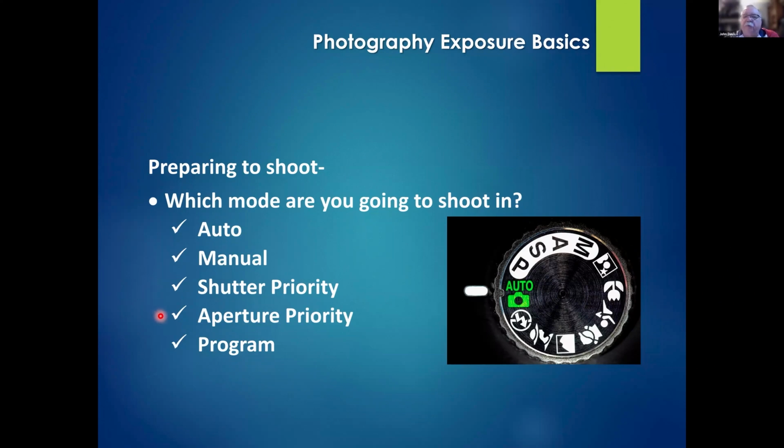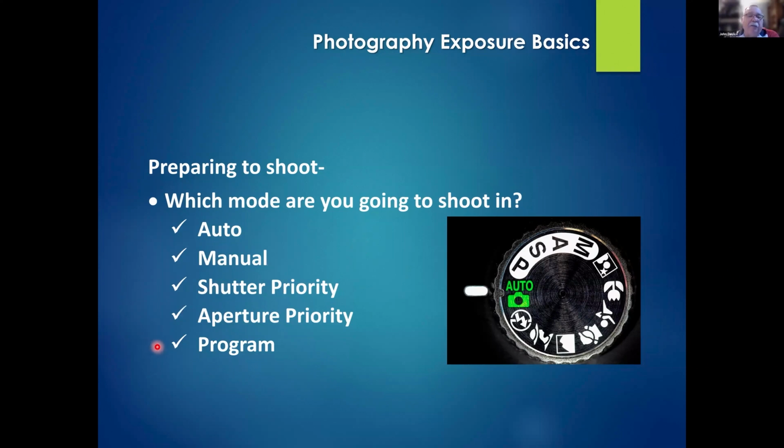Same thing with aperture priority. If you choose the aperture priority, which would be the A, then you say, okay, I want less depth of field, so my speaker on stage is in focus and everything behind him is out of focus. So then you set the aperture where you want, and the camera will do everything else.